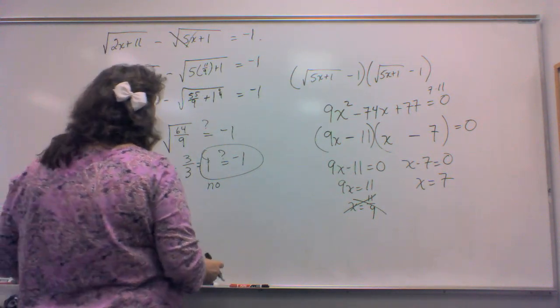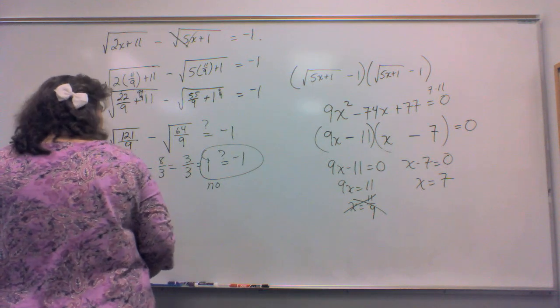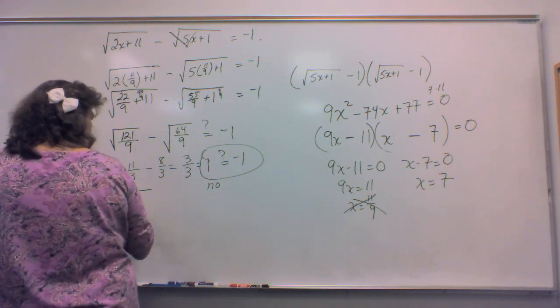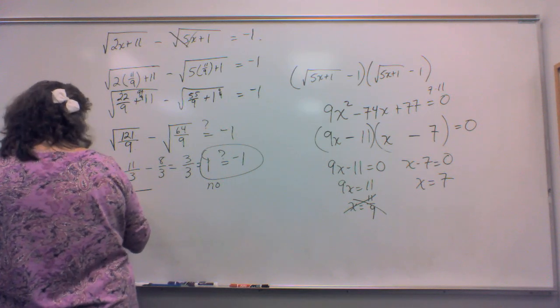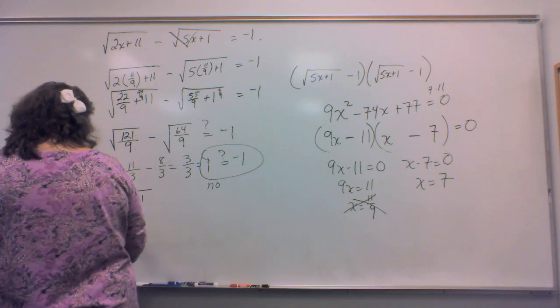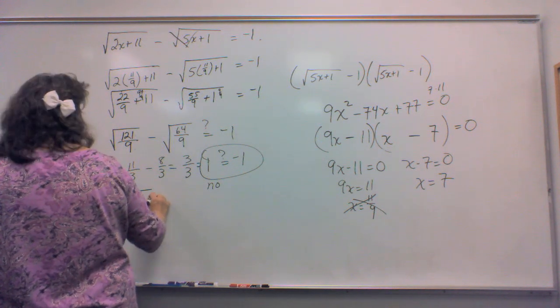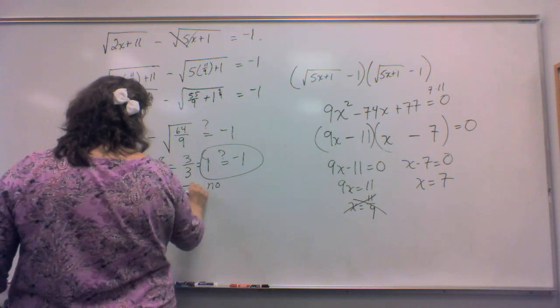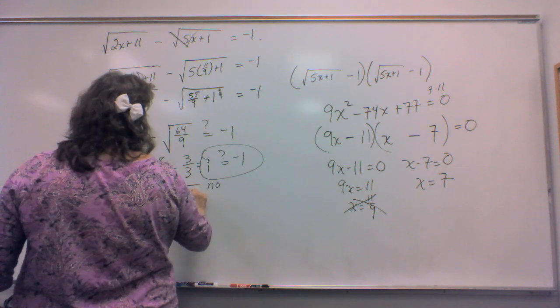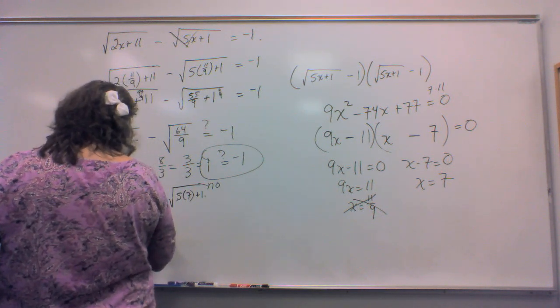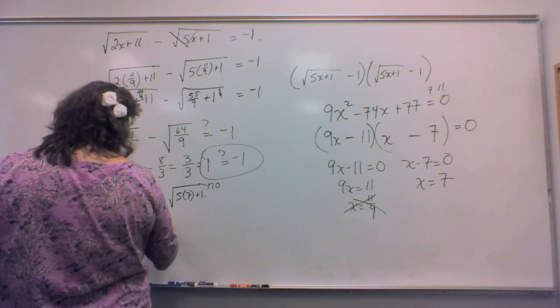The last one is to put 7 in. That one will be easier done. Square root of 2 times 7 plus 11. 14 plus 11 is the square root of 25. Minus the square root of 5 times 7 plus 1. So 35 plus 1 is minus the square root of 36.